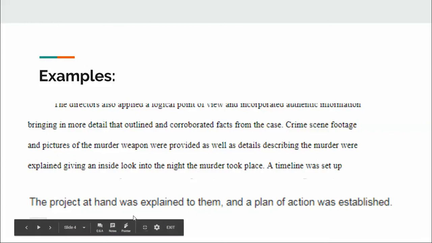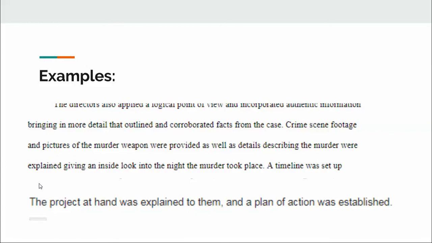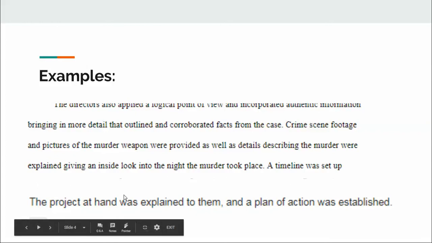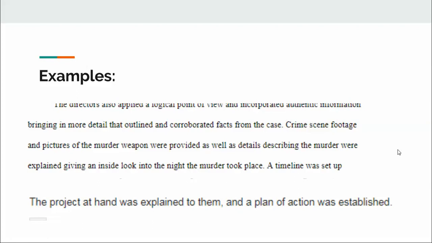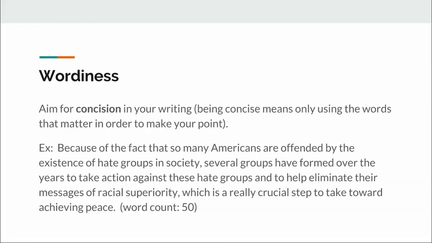Here's another sentence I recently read from a student essay. The project at hand was explained to them and a plan of action was established. Okay, so these are all passive voice or sentences that are phrased in the passive voice. Let's look also at wordiness, and then we'll look at how we fix them. So for wordiness, wordiness is a related issue. It's not the exact same problem as passive voice, but it's a related issue.